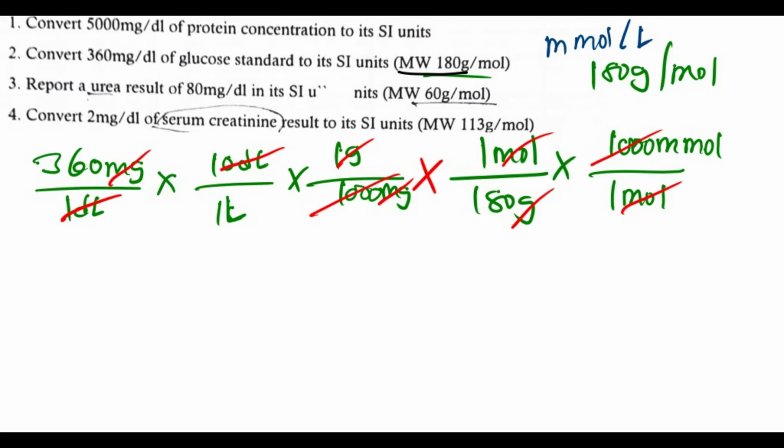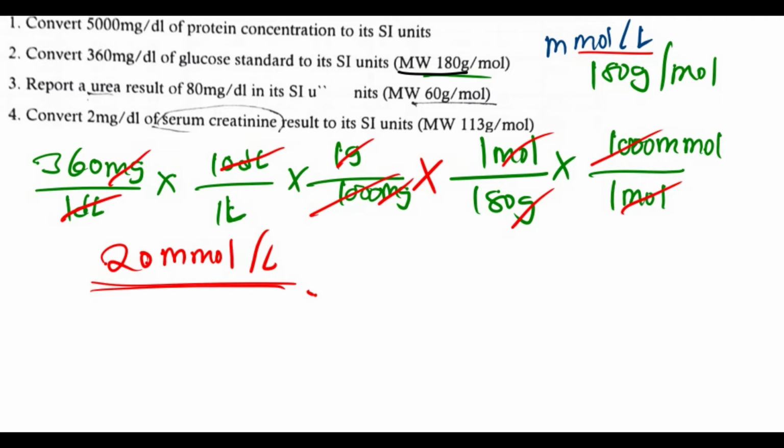360 times 10. Then the answer I find, I divide it by 180. So I'm getting 20. So it is 20 millimoles per deciliter. Oh, sorry, 20 millimoles per mole. Oh, per liter. Sorry, it's here. 20 millimoles per liter. That's the answer.